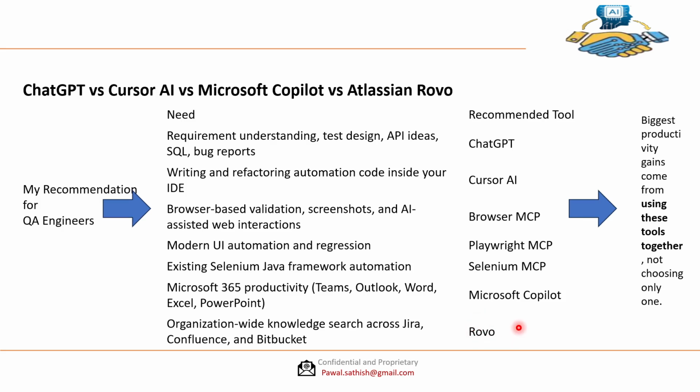Okay, so now if you see, the biggest productivity gains come from using all these tools together, not choosing only one tool. Okay, and that is the reason I recommend we use all the tools like ChatGPT, Cursor AI, Browser MCP, Rovo, and Copilot. Then definitely your productivity will increase.